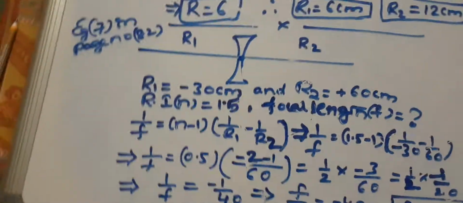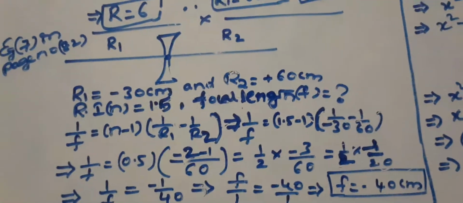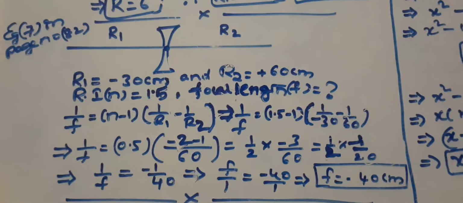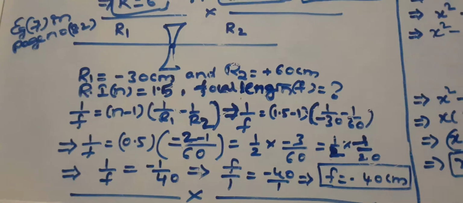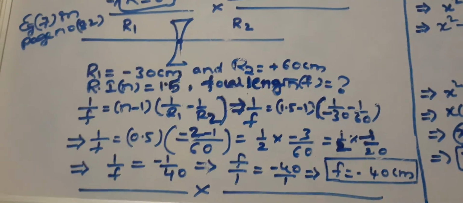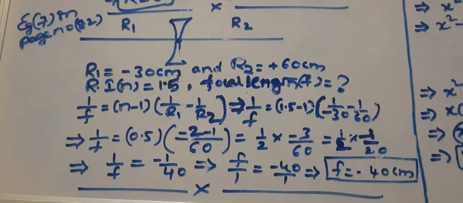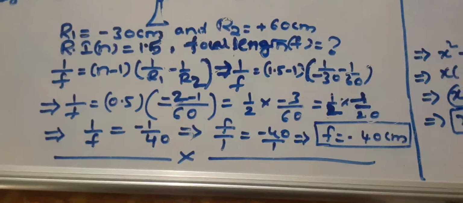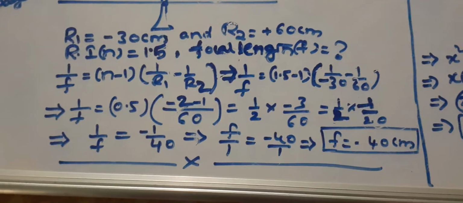Now example 7 on page number 82, students. A double concave lens is given with radii 30 centimeter and 60 centimeter. From sign convention r1 is minus 30 and r2 is plus 60. The refractive index of this lens is also given, 1.5. We want to find the focal length. Using the lens maker's formula, again substituting the values as in the previous problem.